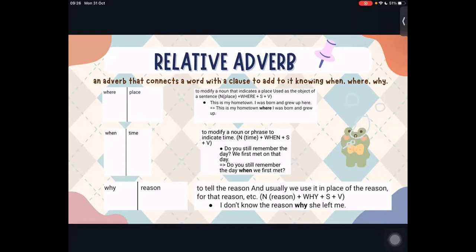The last one is why. It is for reason, to tell the reason, and usually we use it in place of the phrase for that reason. Noun of reason plus why plus subject plus verb. For example, I don't know the reason why she left me.